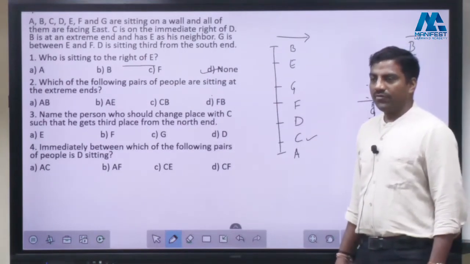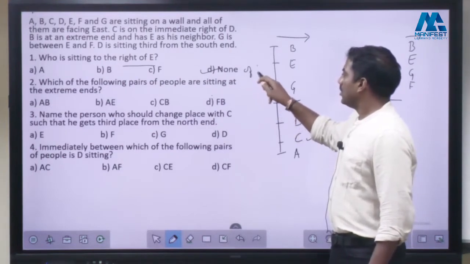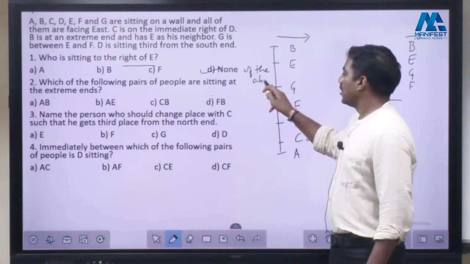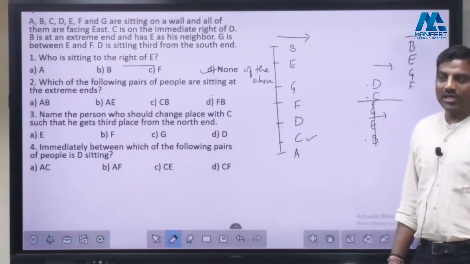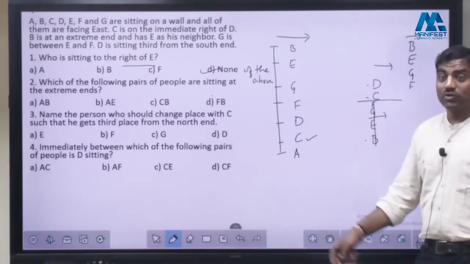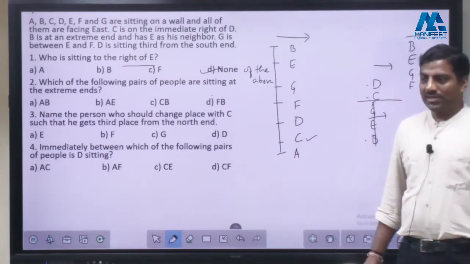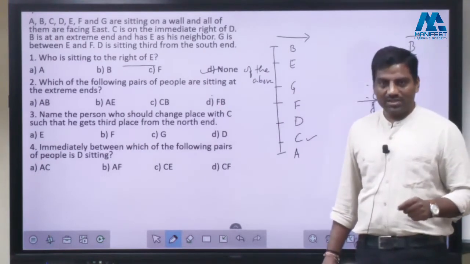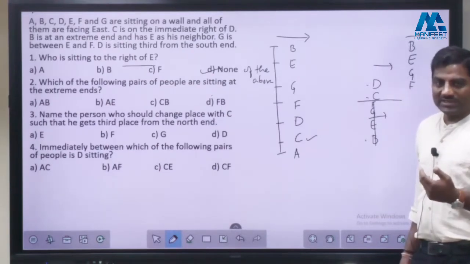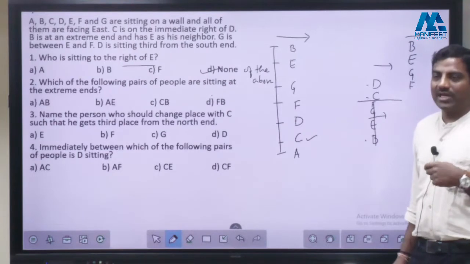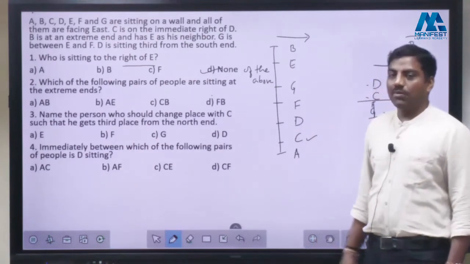Actually, here none means there is no person to the right of E. Actually, this is none of the above. Don't question these things in the examination. In such cases you can dispute the question, but don't disturb your mood with such things. You can skip those questions. In CSAT, we have that much privilege. But actually, this had to be none of the above.